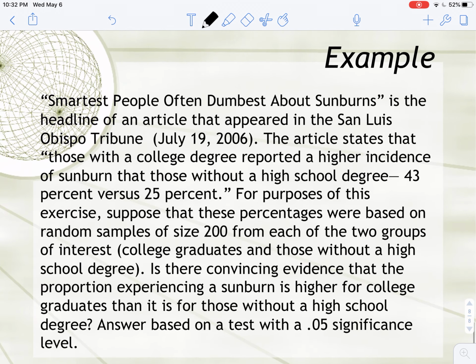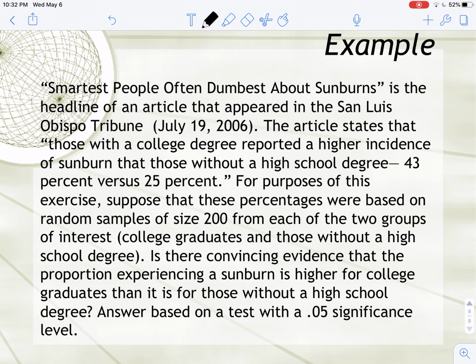All right, so we're now going to apply that 4-step process to an example. The example reads: "Smartest people often dumbest about sunburns" is the headline of an article that appeared in the San Luis Obispo Tribune, July 19th, which happens to be my birthday, in the year 2006. The article stated that those with a college degree reported a higher incidence of sunburn than those without a high school degree, 43% versus 25%.